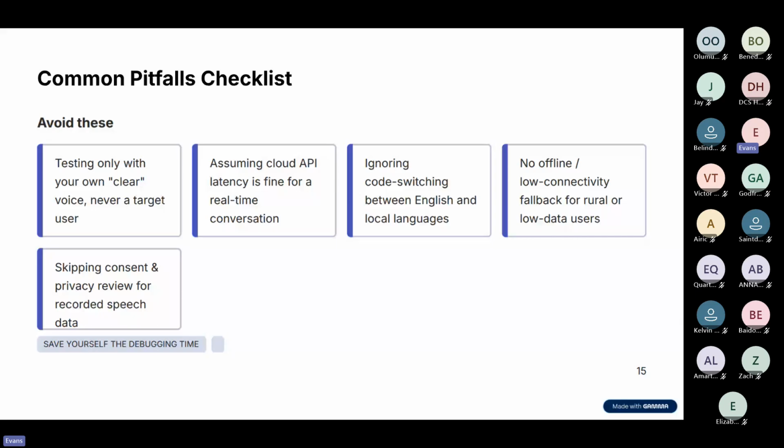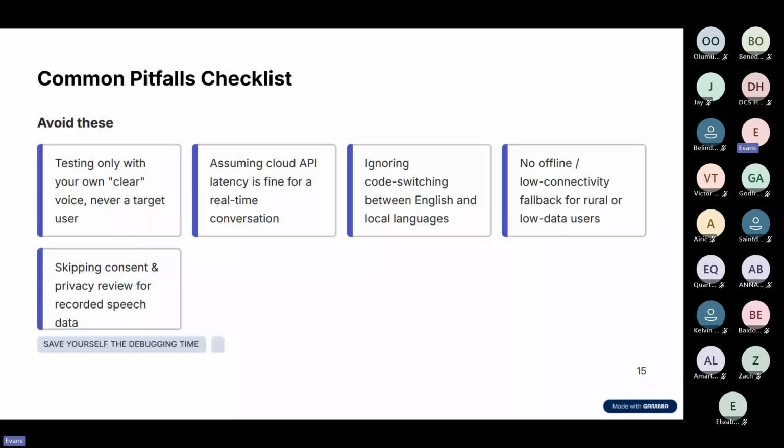And also, don't ignore code switching between English and local languages. So make sure you take that into consideration, because people mix English with their local language. So as much as you can, try and consider that. I'm not saying you have to catch all the conditions where people use that in your product, or you have to meet everything they do.